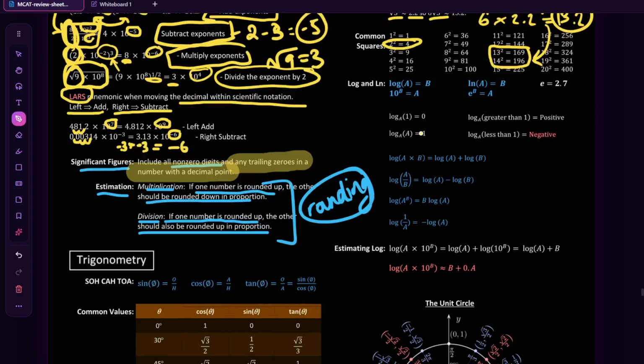Okay, so for log, remember how square root undoes squaring, right? A log is something similar, but for exponents, and it's not just for squaring. So here's the question that a log will answer: what power do I have to raise this base to in order to get this number, right?